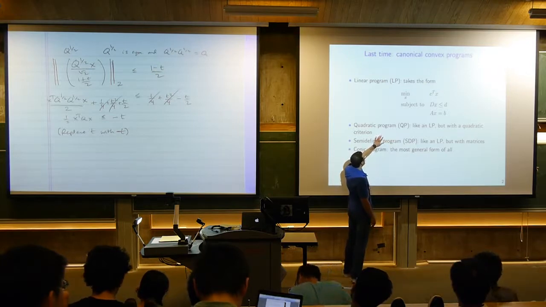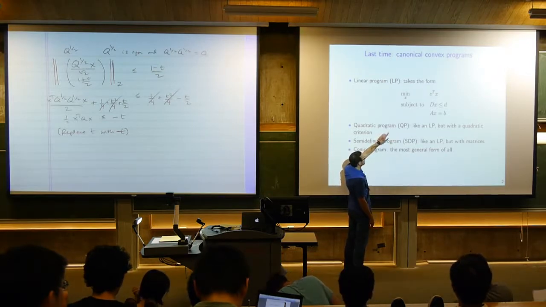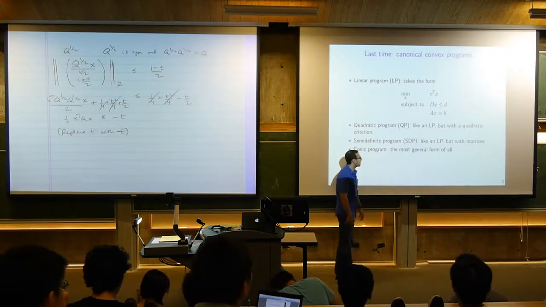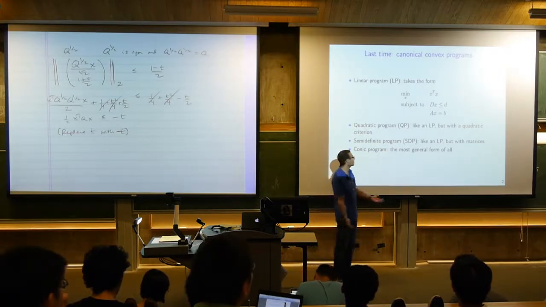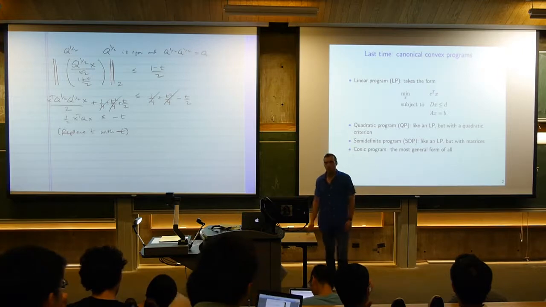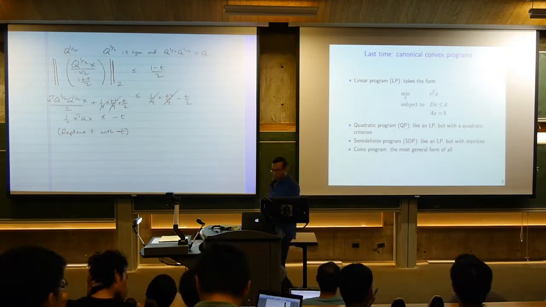QPs are like an LP but with a quadratic criterion instead of a linear criterion. An SDP is like an LP but with matrices. That's the way we tried to think about them. And a conic program is the most general. We talked about all these last time.